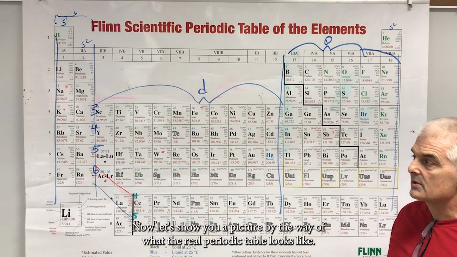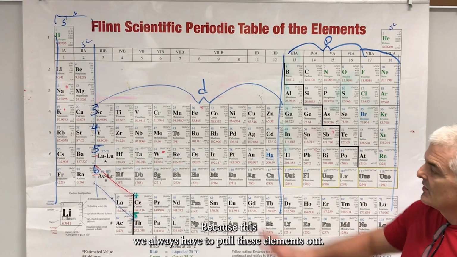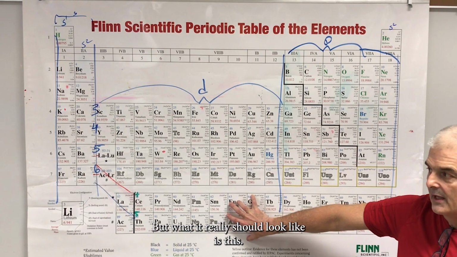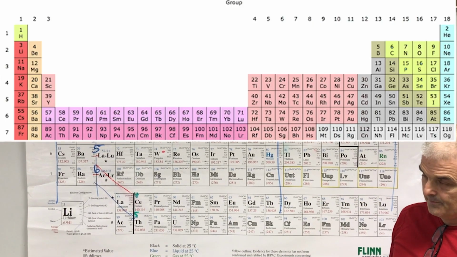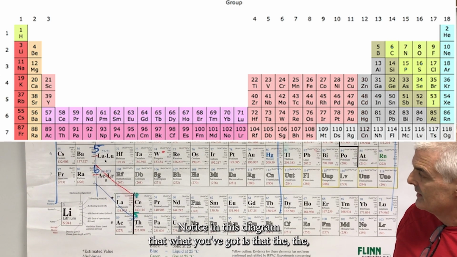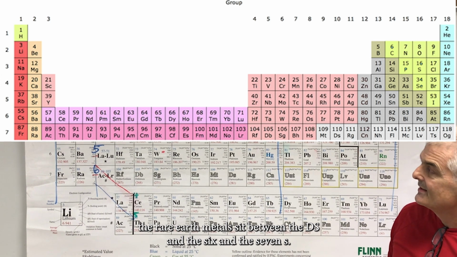Now, let's show you a picture, by the way, of what the real periodic table looks like, because we always sort of pull these elements out, but what it really should look like is this. Notice in this diagram that the rare earth metals fit between the d's and the 6 and the 7 s's.